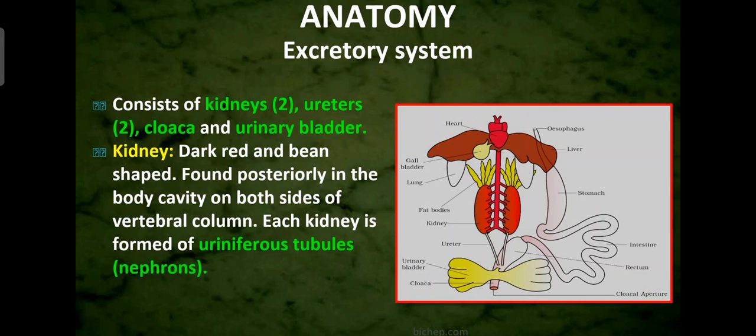So first we will study the kidney. Kidneys are dark red and bean shaped and are found posteriorly in the body cavity on both sides of the vertebral column. Each kidney is formed of many uriniferous tubules. These are also called nephrons.